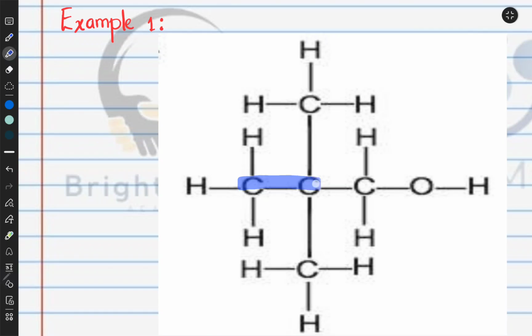So let's say we use this one. Then this is our chain. So that's our chain.